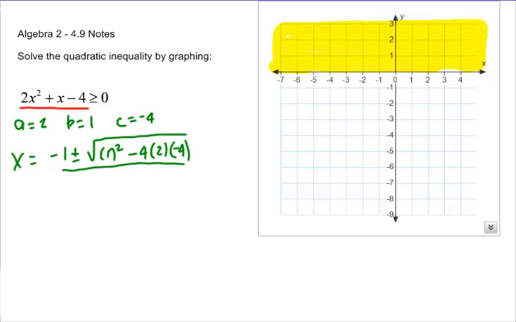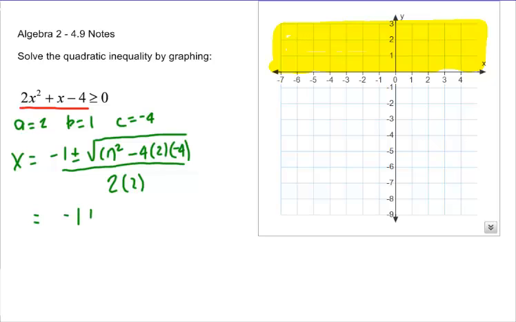And the reason I want to know where the x-intercepts are is because if I can find the x-intercepts, I will know where my graph is above the x-axis. Okay, so that's the whole reason. I don't even really need the vertex on this guy. We'll find it in a minute, but it's not one of the big things that I need. So go ahead and simplify this guy out.